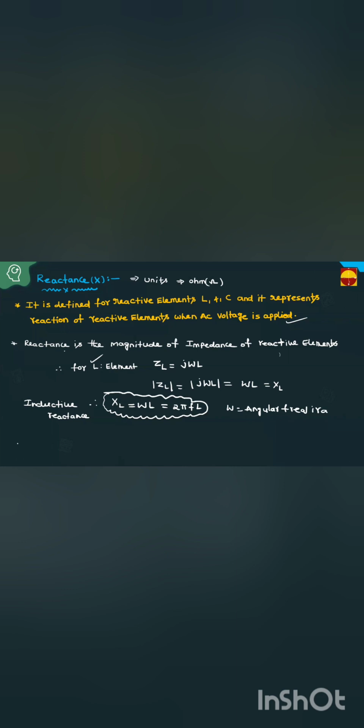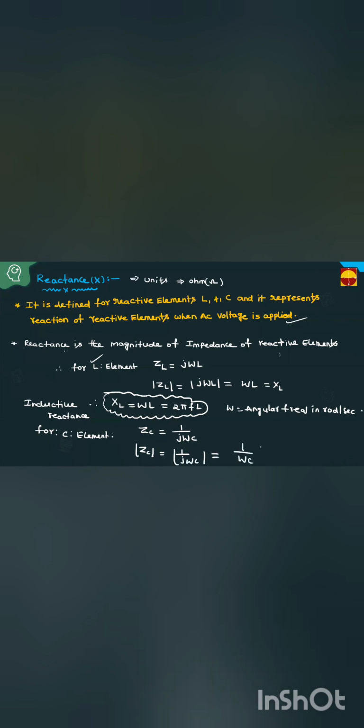How to write capacitive reactance? That is for the C element. These are the reactive elements. For the C element, what is ZC? 1 by j omega C. Then how to get reactance? Take the magnitude of impedance. This magnitude of impedance is called reactance. The magnitude does not take j, so it is 1 by omega C. This is called XC, the capacitive reactance. Then what is XC equal to?